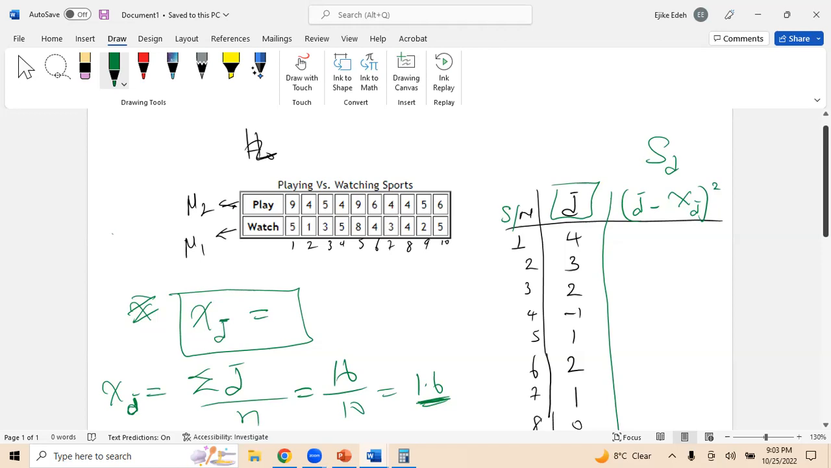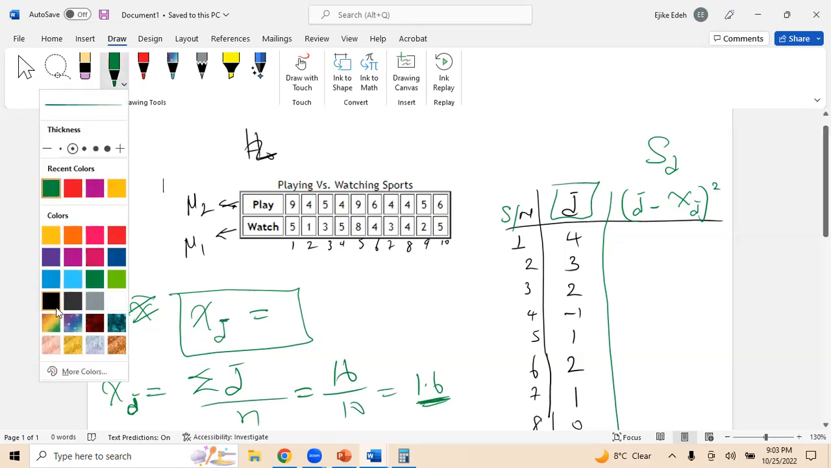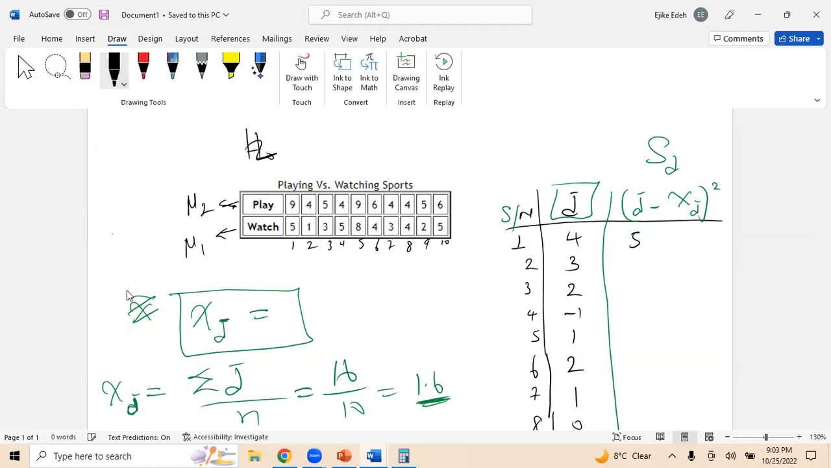So here we have the data 4 minus the mean, which is 1.6. That gives me 2.4. I'll raise that to the power of 2, and I get 5.76. So here I have 5.76. Okay, and the next one is 3.